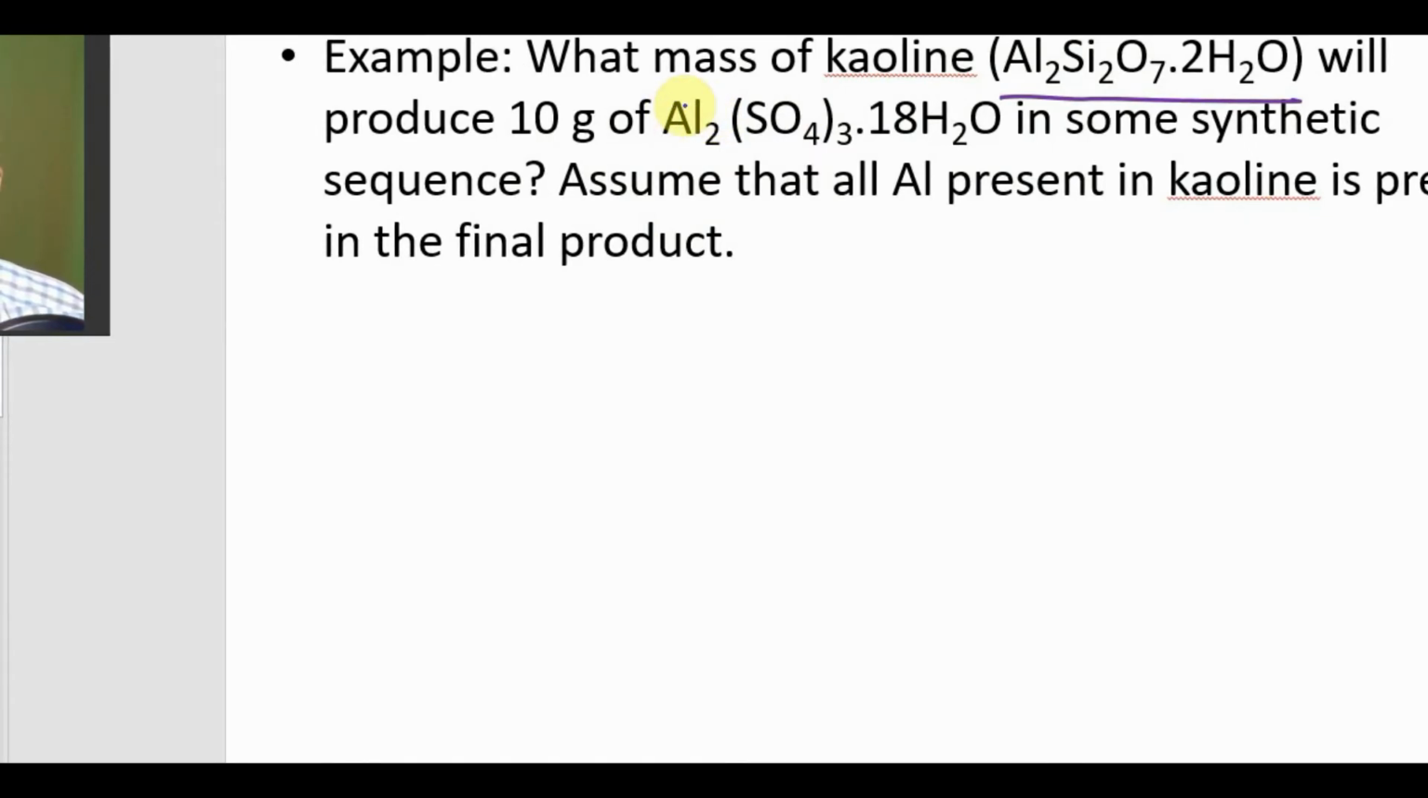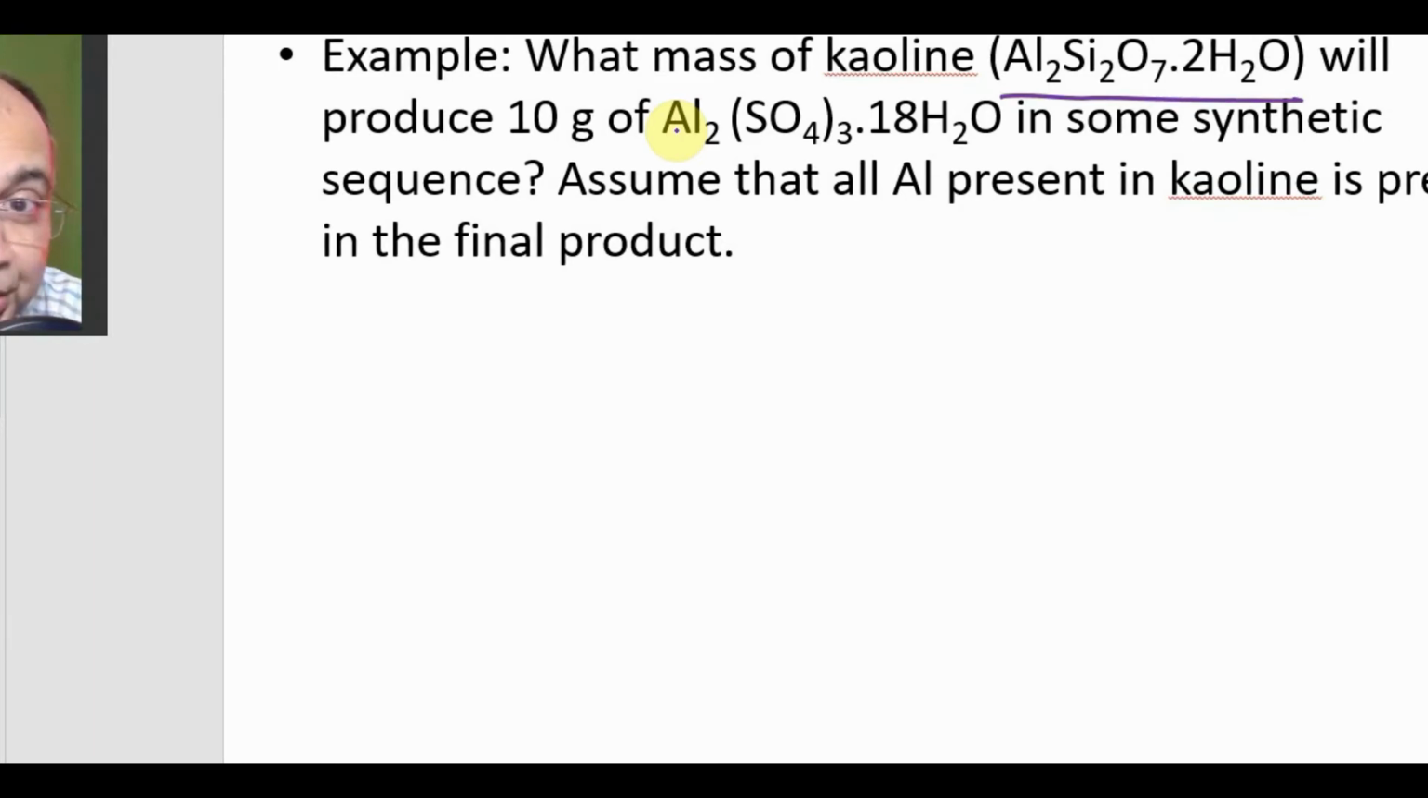It is an acceptable assumption, because aluminum will pass on in a series of reactions to form aluminum sulfate, and aluminum doesn't undergo disproportionation, right? So it's the transition elements, or some non-metals which can go higher or go lower, that can disproportionate. So here we will presume that all aluminum present in the kaolin, in the starting material, will also be present in the final product. Now see.